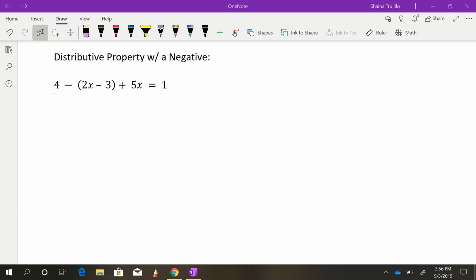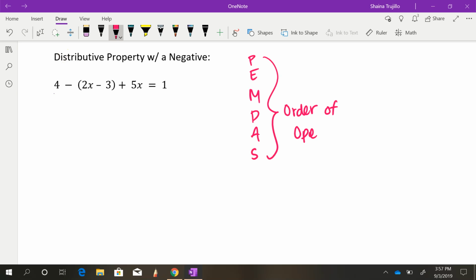Okay, now I'm going to show how to do the distributive property with a negative in front of the parentheses. This seems to throw a lot of us off, so I'm just going to go over this to remind ourselves of what we're supposed to do. When following the order of operations, or PEMDAS, we know that we must go with parentheses first.